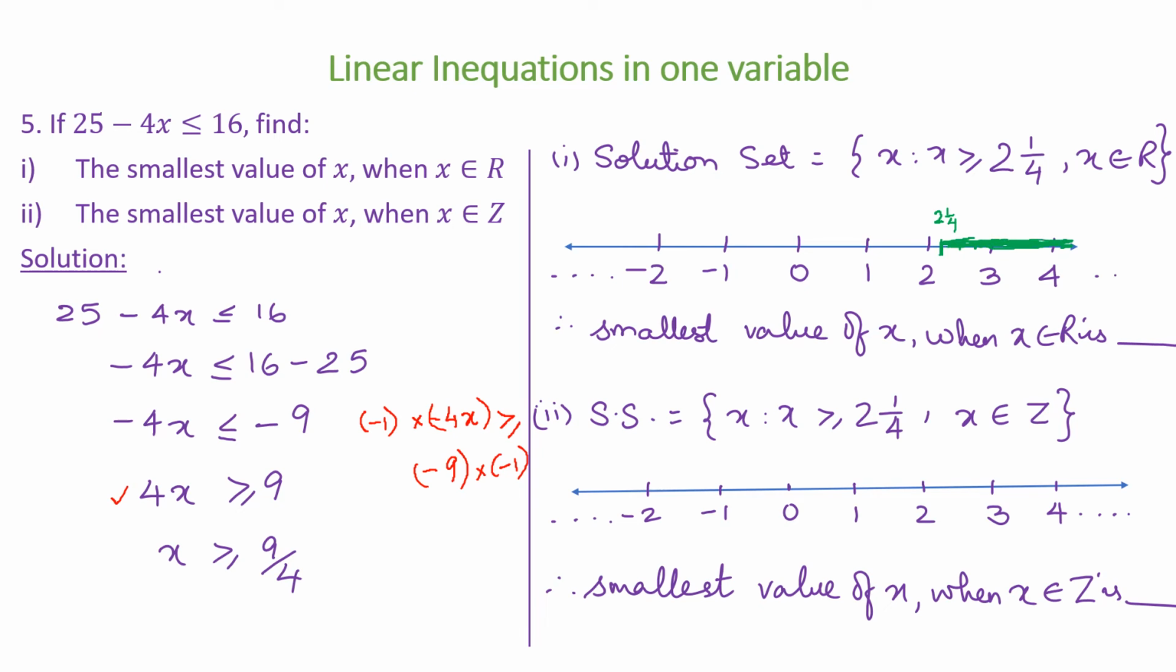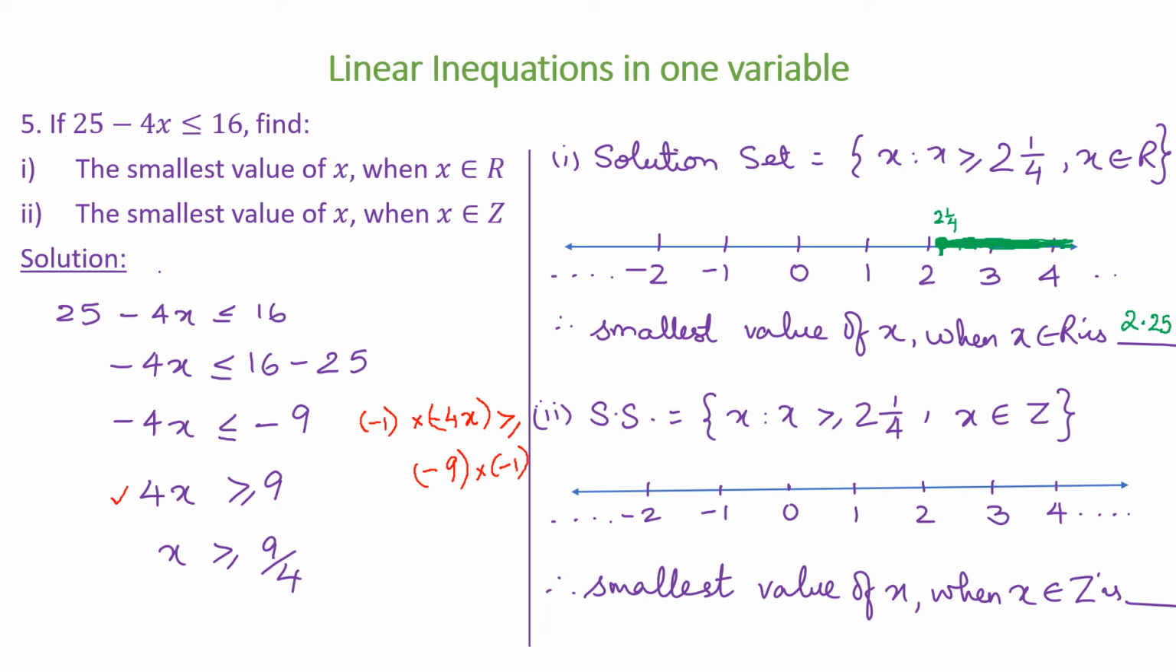Also, because you are saying greater than or equal to, you are going to have a proper, not a hollow circle, but a dark circle. So the smallest value of x, when x belongs to R, is going to be 2.25. That is 2 1/4.